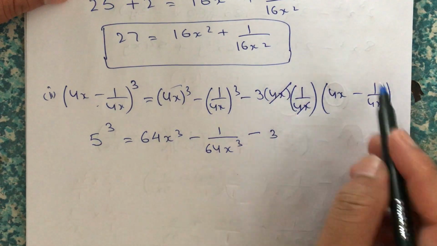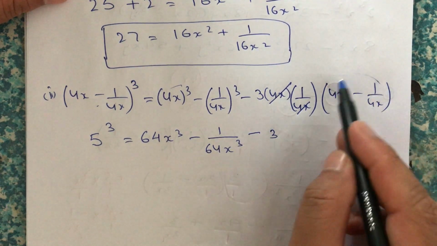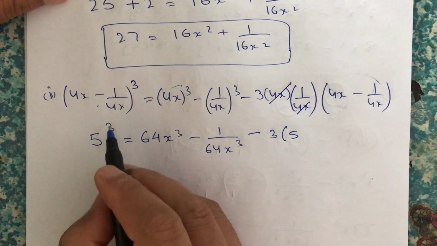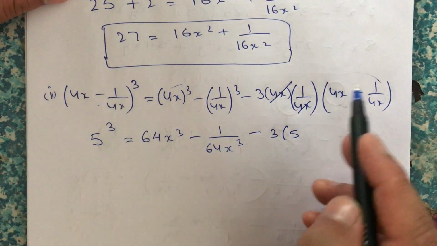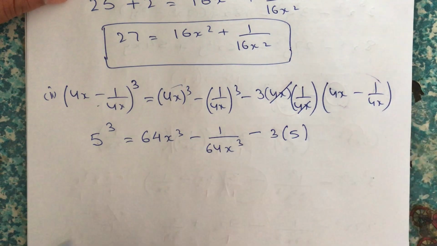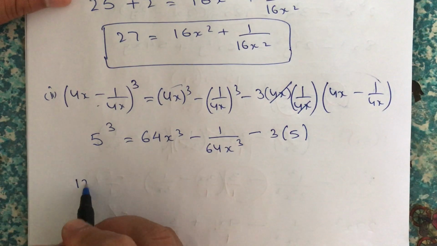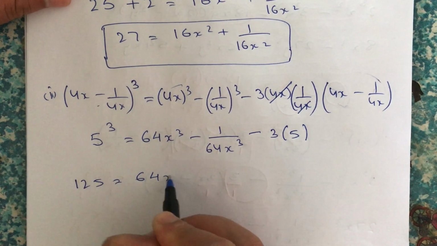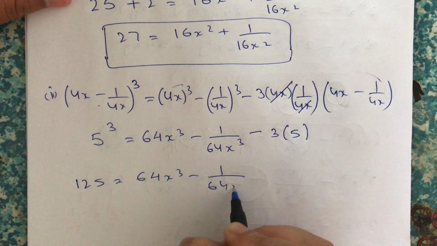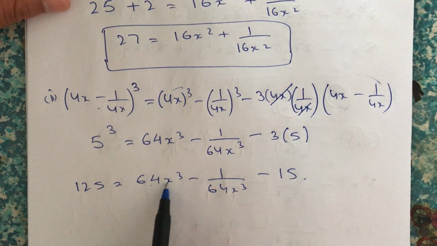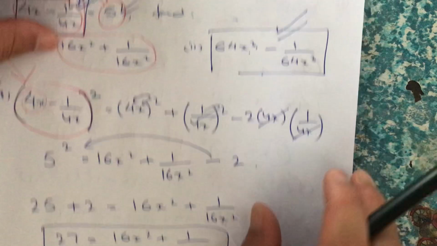But over here we will not open the bracket, because we already have a substitution as 4x minus 1 by 4x. What was it? It was a 5, and over here the power was 3, so we put a power 3. Over here there is no power, so we do not write any power. So 5 cubed is 5 into 5 into 5, that is 125. This is 64x cubed minus 1 by 64x cubed minus 5 3s are 15. The question says find 64x cubed minus 1 by 64x cubed over here.